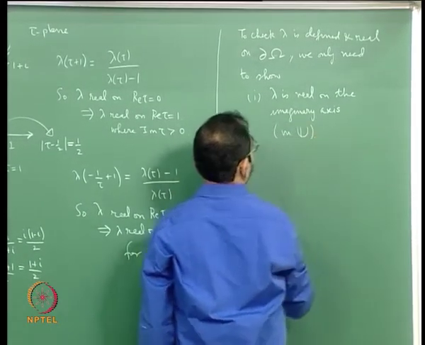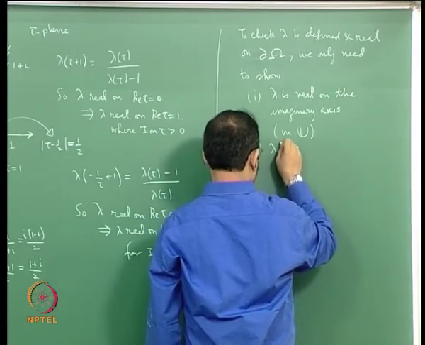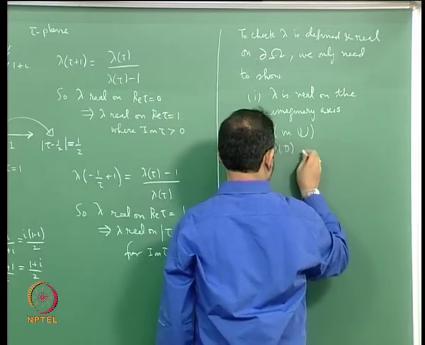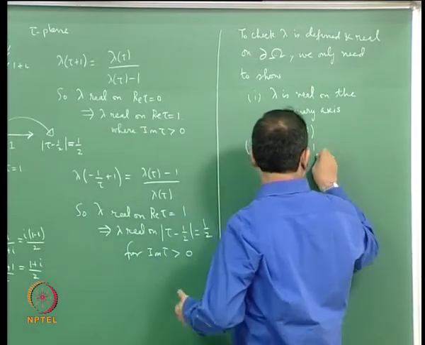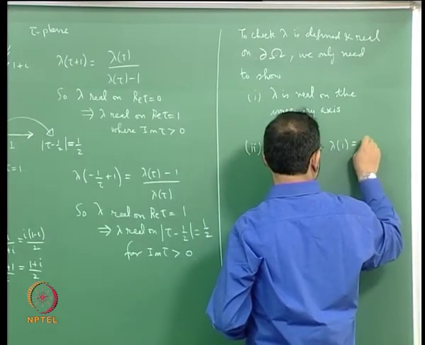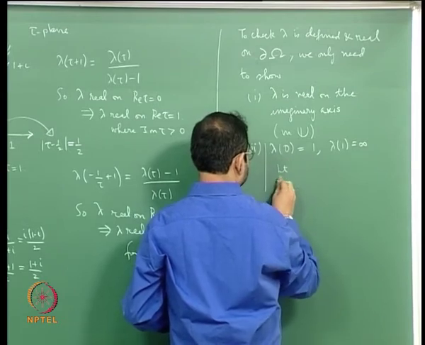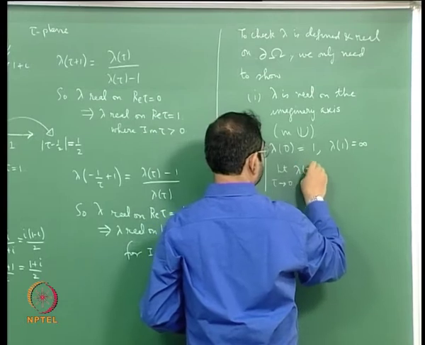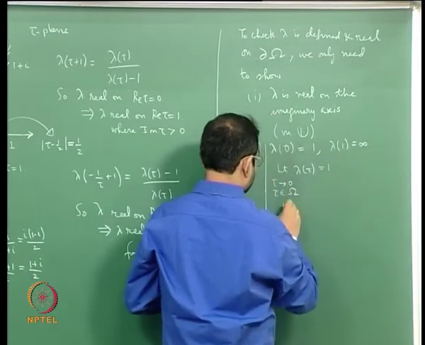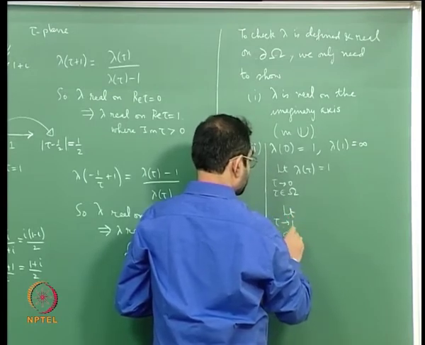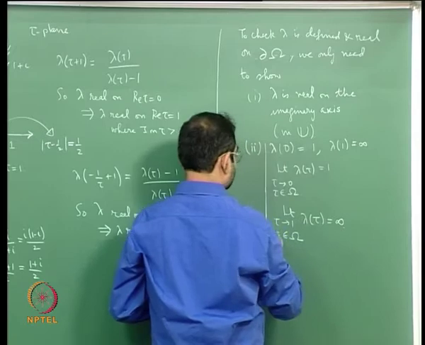In U of course. And number 2, lambda at 0 and 1. You have to show lambda of 0 is 1, lambda of 1 is infinity, and I need to also show the limit as tau tends to 0, tau inside omega, of lambda of tau is 1, and the limit as tau tends to 1, tau inside omega, of lambda of tau is infinity. So this is what I have to show.